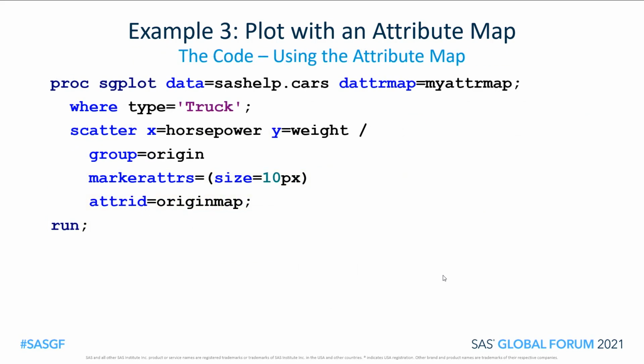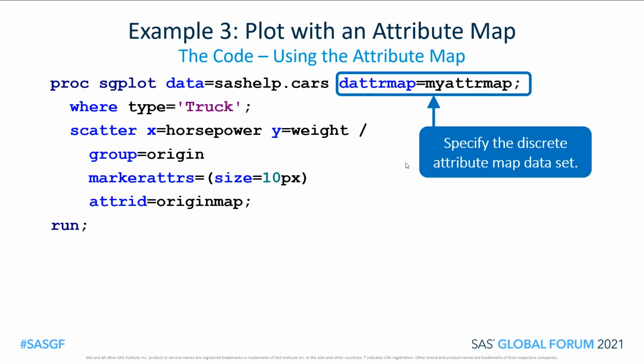Now it's time to use the attribute map. Here we call proc SGPlot once again, but this time we have a new option we have to use, dattrmap. The D is for discrete. This is a discrete attribute map, and this is where we tell it the name of our data set. I forgot to mention on the previous slide that I called my data set my attr map. And here is where I specify that that's the data set that we're going to use as an attribute map.